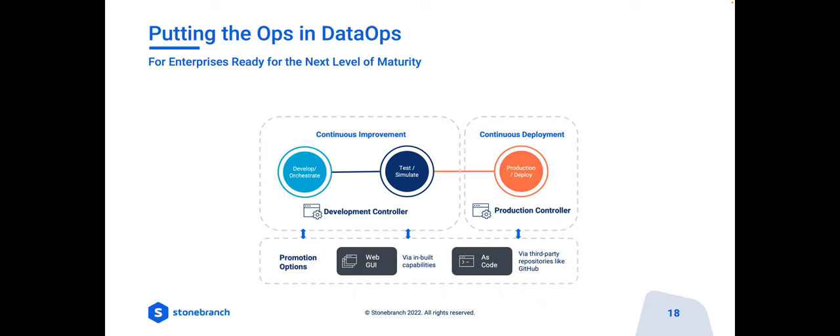But of course, I mentioned earlier, some people love working in code. So choose your favorite code development platform, Visual Studio, whatever, and you can promote it via GitHub or any other third-party repository that you use. And so you're able to adopt this DevOps-like process as DataOps, and you can do the lifecycle promotion through your CI/CD process, just like you would as a developer working on a piece of code, which is super cool, right?